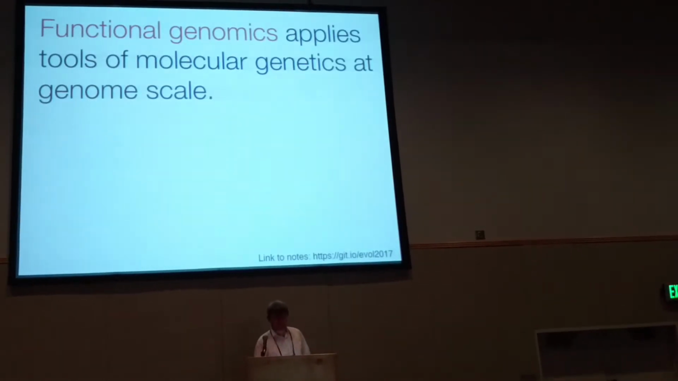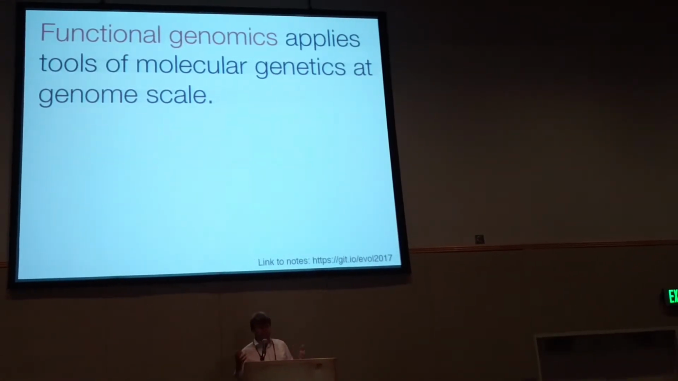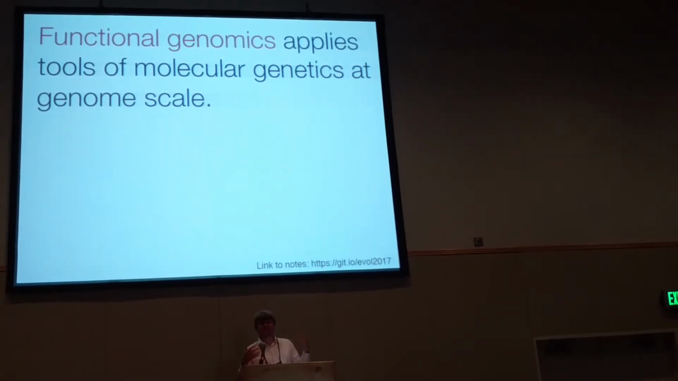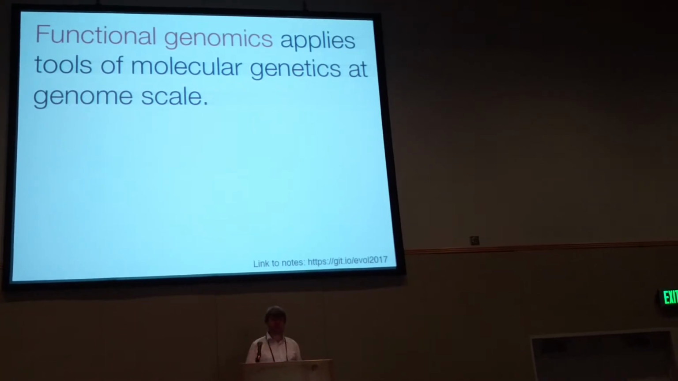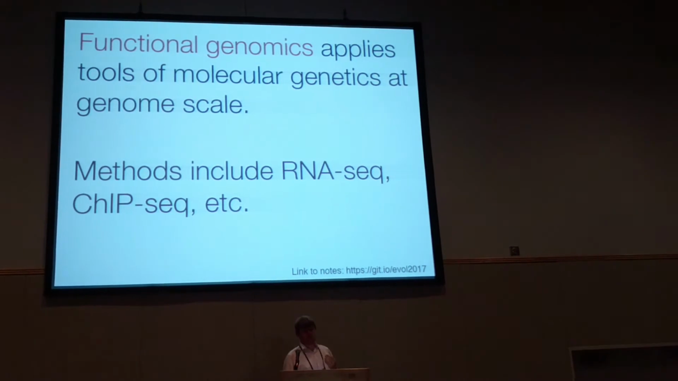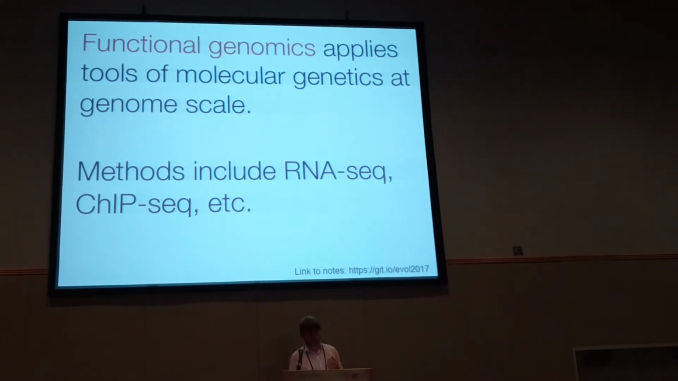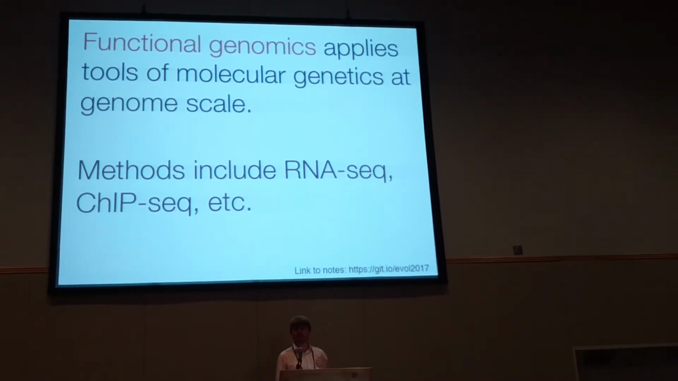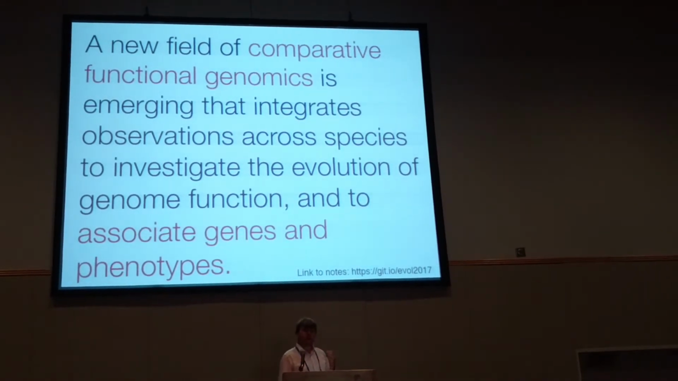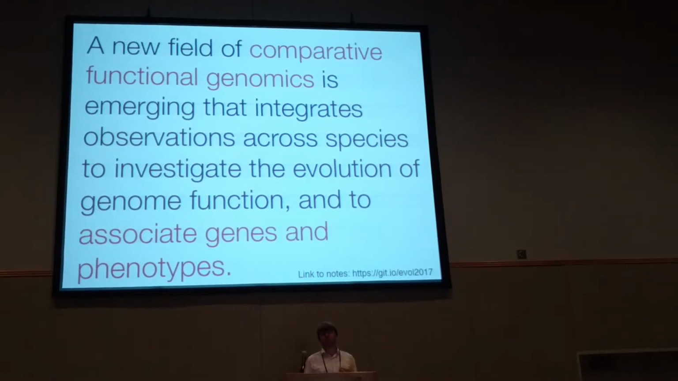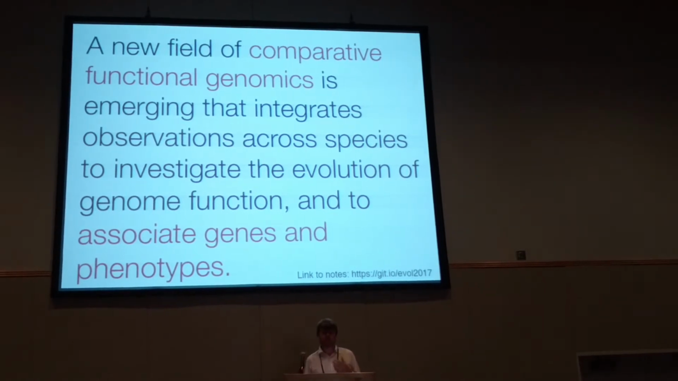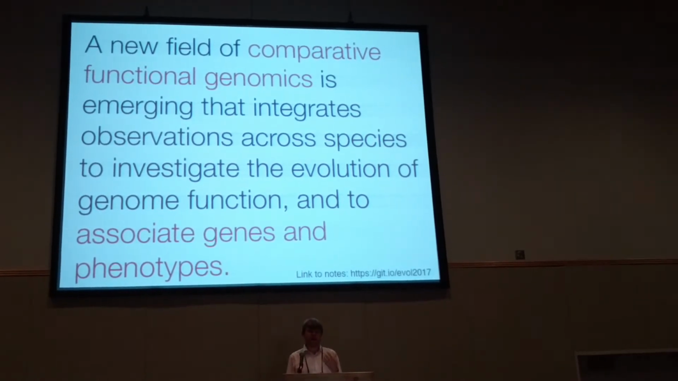All right, so as these molecular genetic approaches are applied at scale to genome level data, they take on this new name, functional genomics. It's one of those things that can mean slightly different things to different people, but it certainly includes a lot of methods that folks in this room are familiar with, like RNA-seq, ChIP-seq, and other approaches that could be applied across many genes. And with the power to collect these functional genomic data, especially in non-model organisms, we're seeing a real explosion of comparative functional genomics as a new field.